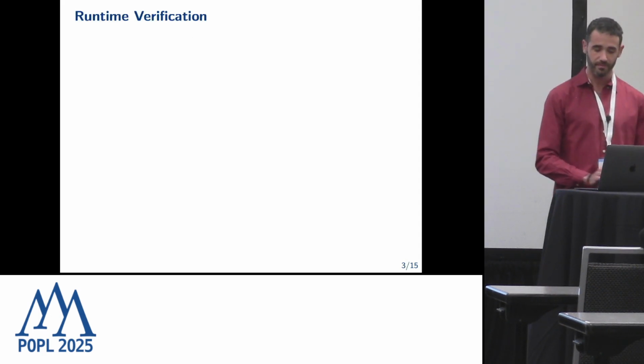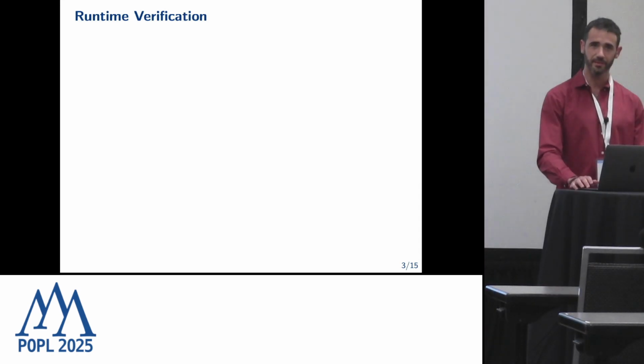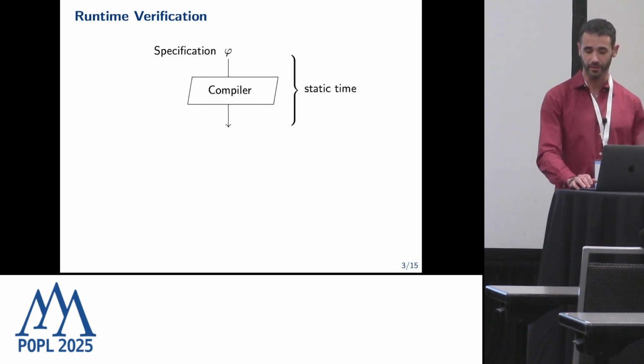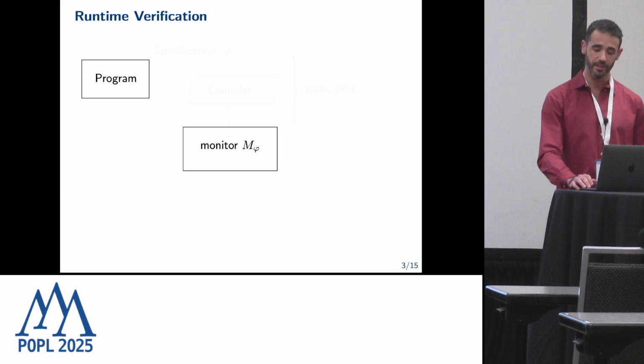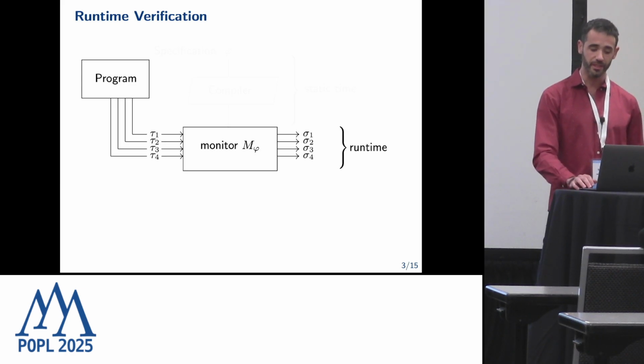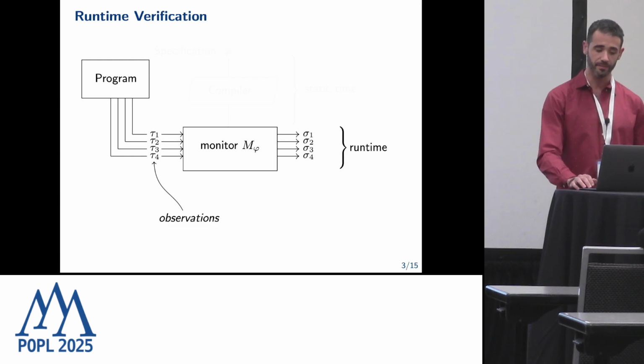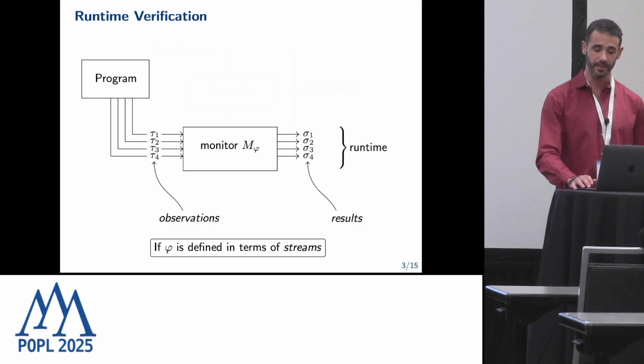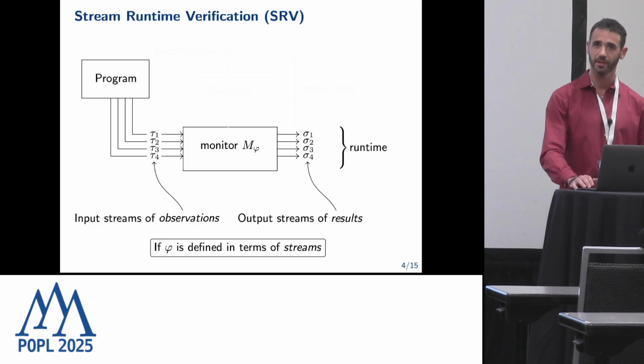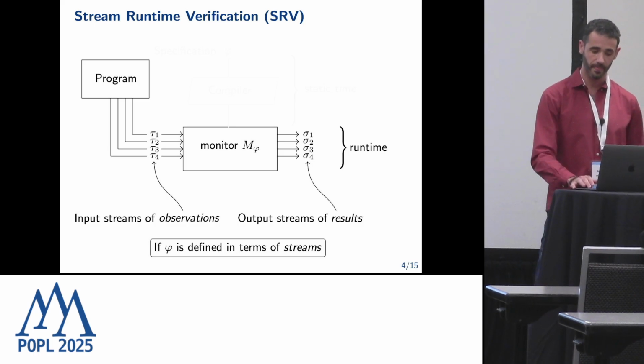A little bit of background first. In runtime verification, we take a specification, and at static time we derive a monitor from it that we then run alongside the program that we are evaluating. The monitor will receive observations regarding the program, and it will produce results. If you define your specification in terms of streams, what we are doing is stream runtime verification, which is what we are working on.